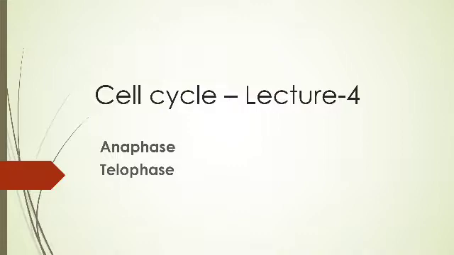So in this lecture we will see how the cell proceeds from the metaphase towards the anaphase, and what actually happens over there. The chromosomes which were arranged on the equator in the metaphase separate, and after separation each sister chromatid is pulled towards the opposite end of the cell. So this is what is going to happen over here.